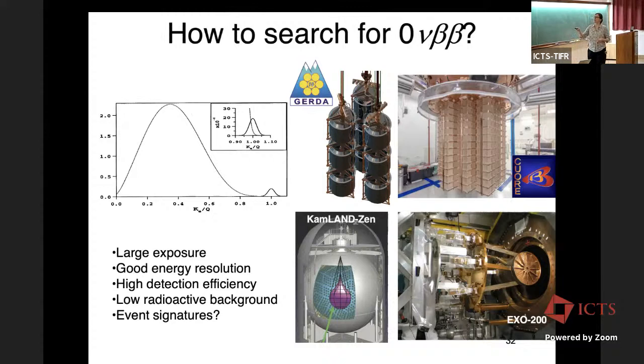And here's KamLAND-Zen, which I know you already heard about last week, where we have a balloon of liquid scintillator in the very center of the KamLAND detector that has a lot of xenon-136 dissolved in it, hundreds of kilograms of xenon-136. And then finally, the experiment I worked on, EXO-200, which is a low background, single phase liquid xenon time projection chamber. If you're familiar with xenon-based dark matter detectors, it's a similar approach, but not exactly the same.